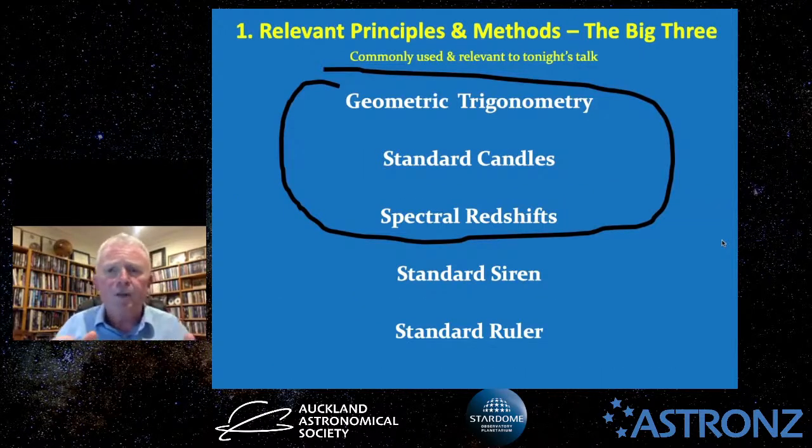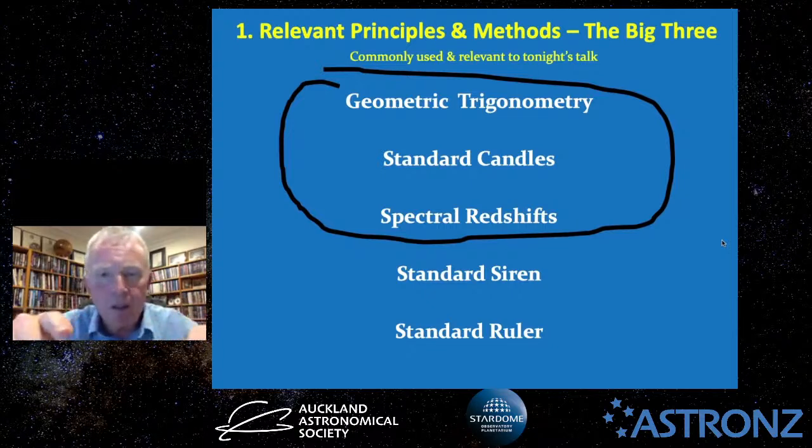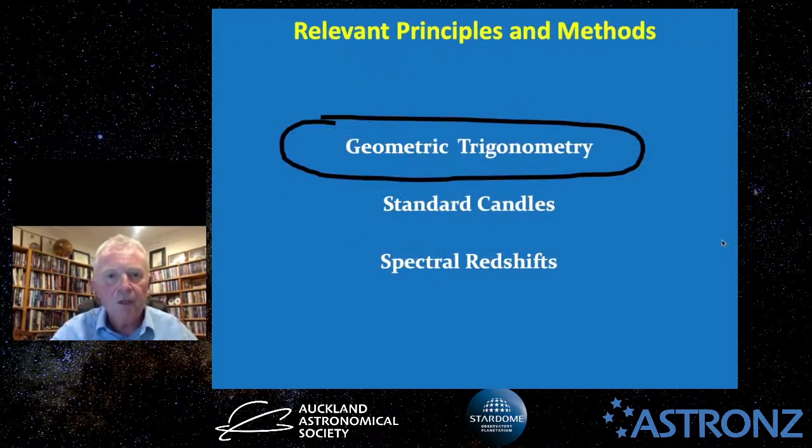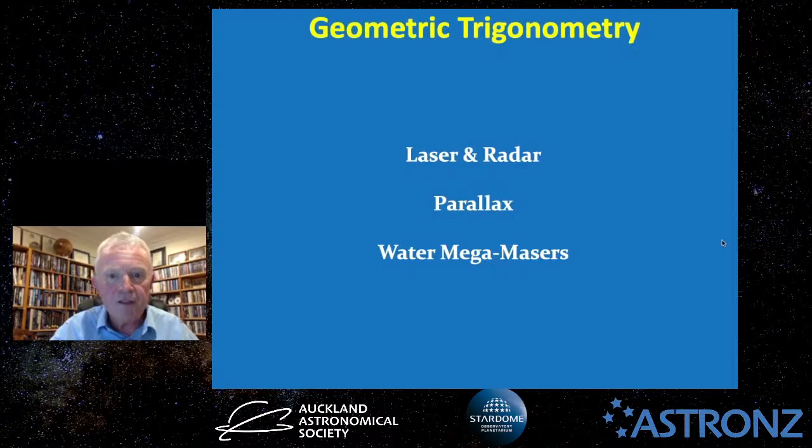So with the relevant principles and methods, last month we picked five main methods, geometric trigonometry right through to standard rulers. I'm going to focus on the top three tonight: geometric trigonometry, standard candles, and spectral redshifts, because those are the commonly used ones and they're the most relevant to tonight's talk. So let's talk about geometric trigonometry and how astronomers measure distances in space with that.